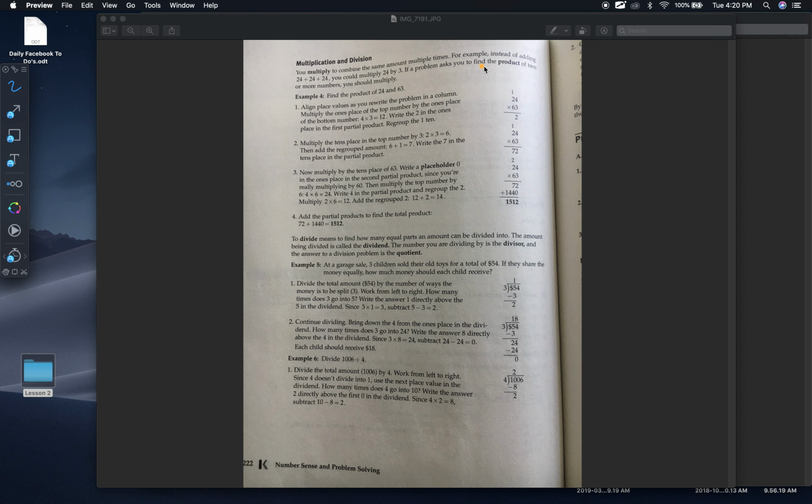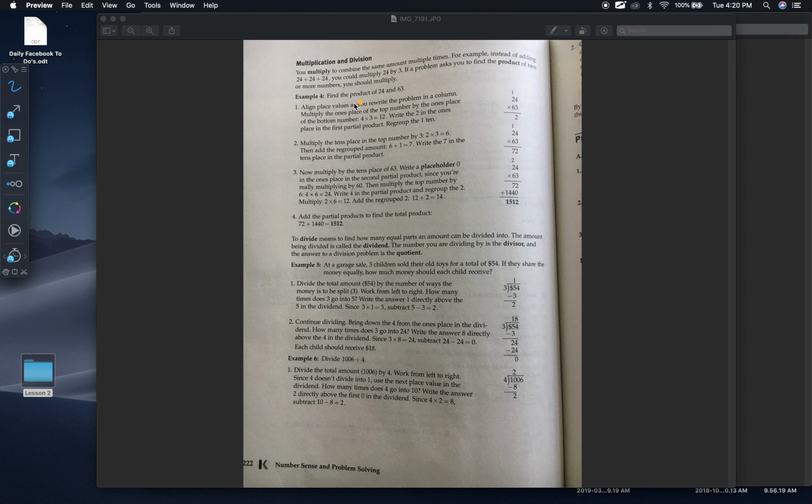If a problem asks you to find the product of 2 or more numbers, you should multiply. Find the product of 24 times 63. It would be very inconvenient to have to write out 24 63 times, and way more complicated than just putting it into multiplication form, which is like this here. Okay, so we'll go through that.